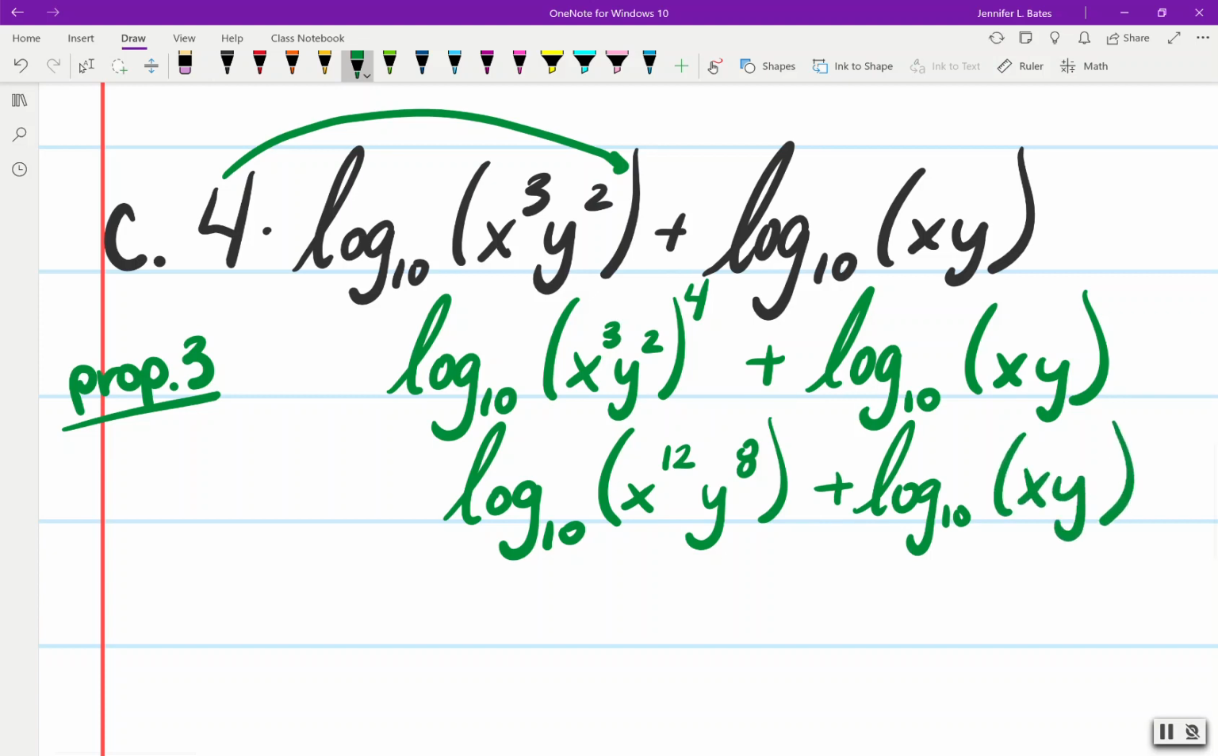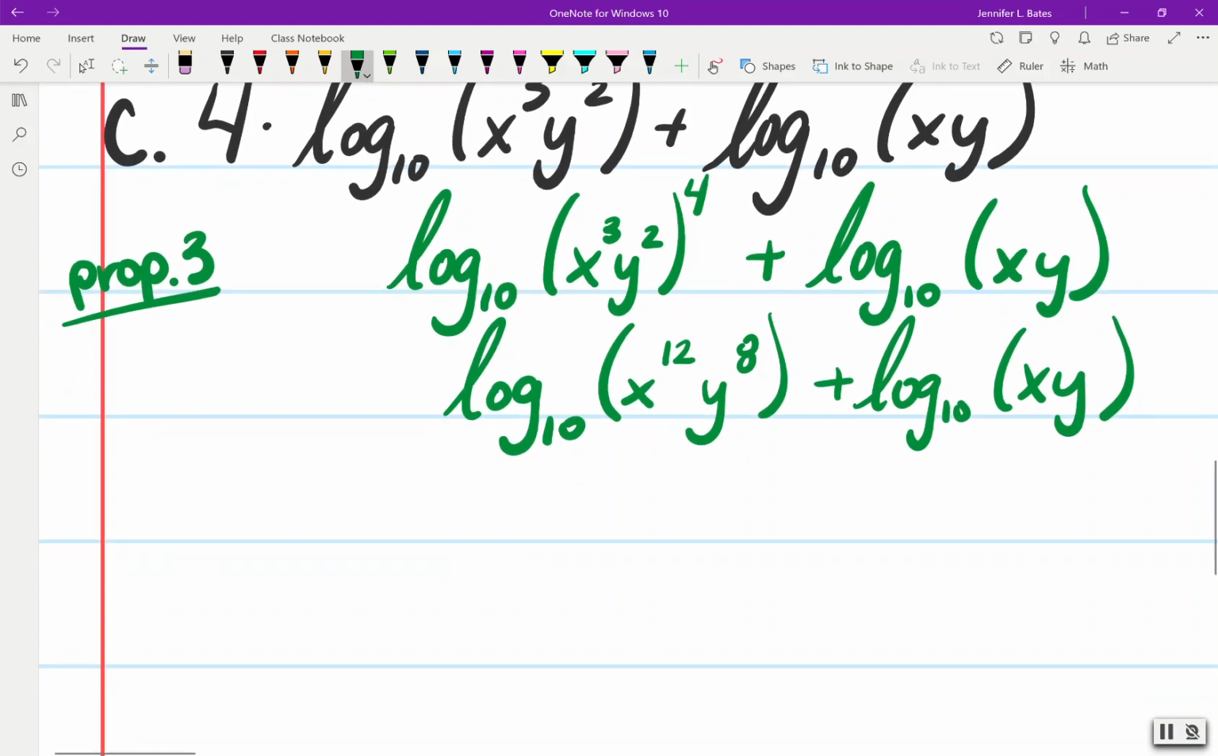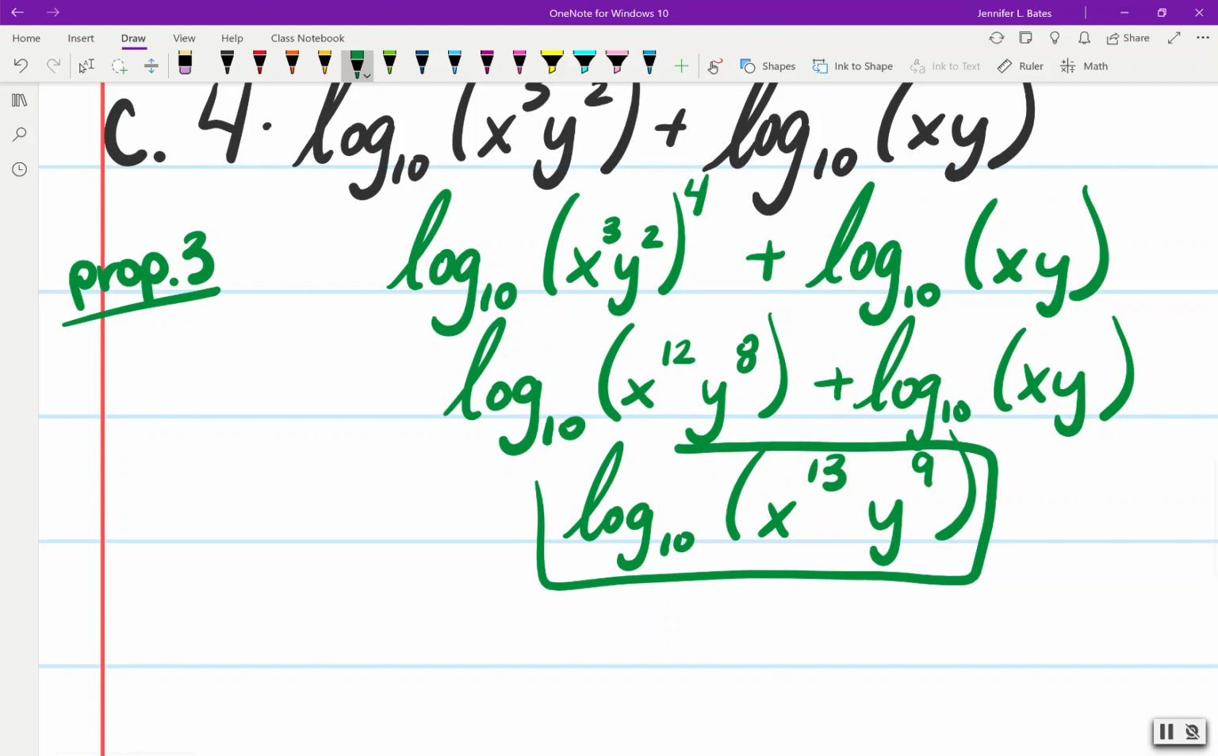Now, which property are we going to use to put these two logs together? Show me on your hand. Very good. Property 1, because we've got 2 logs that are adding. Property 1 says that we're going to multiply the arguments. So x times x to the 12th is x to the 13th, and y to the 8th times y is y to the 9th. All we're doing is taking our arguments, the stuff in parentheses, and multiplying them. So then we used property 1.